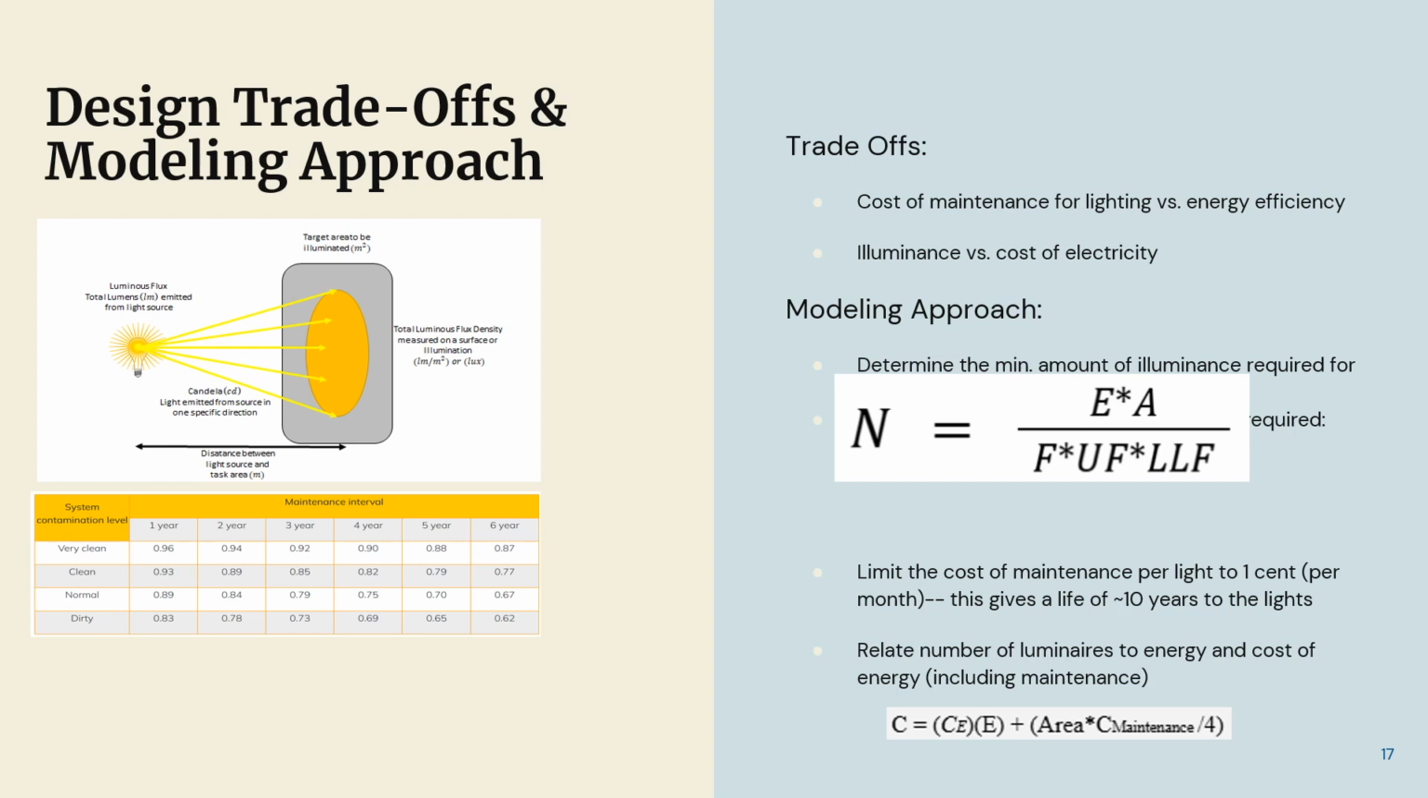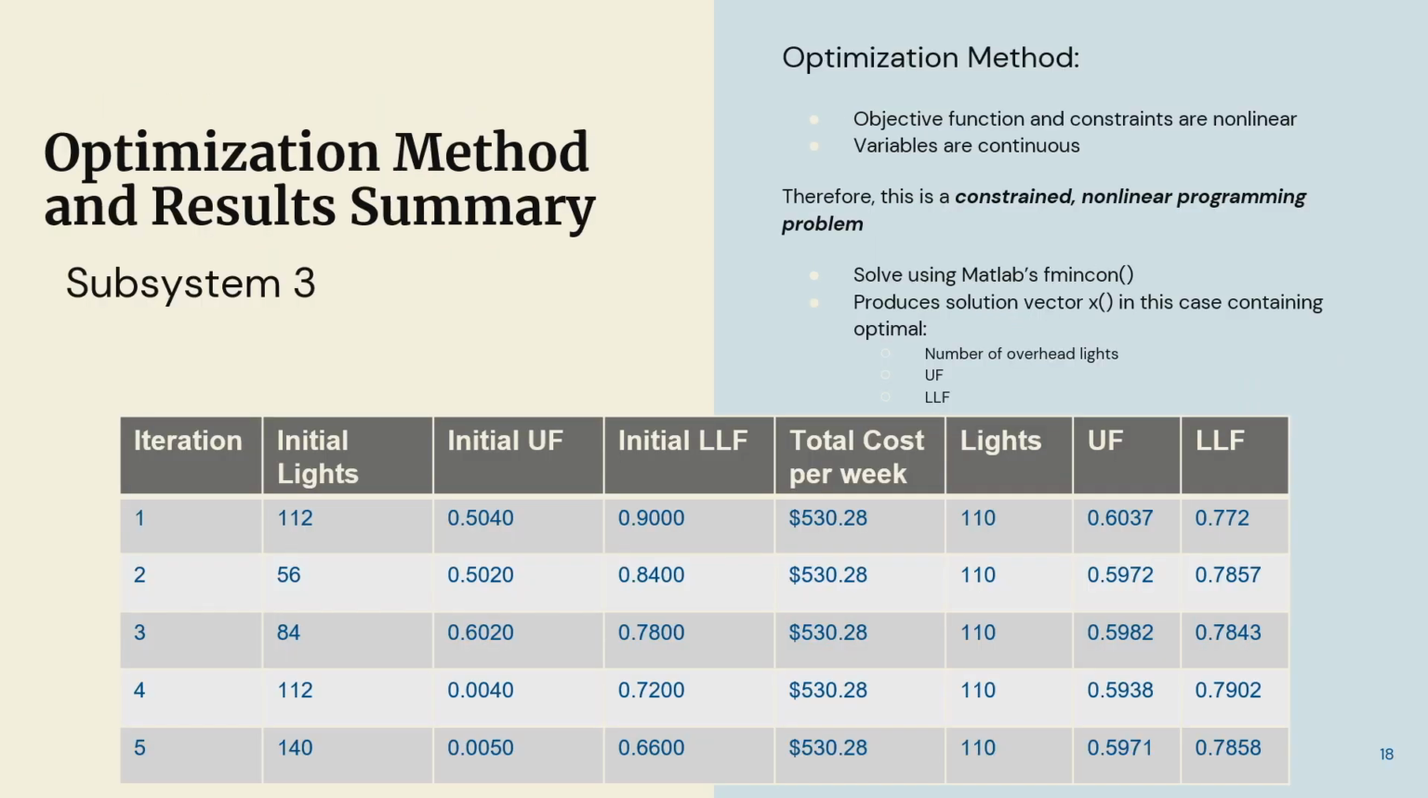We took into account also the cost of maintenance per light, trying to limit that to a certain extent so that we're not making financially bad decisions and repairing lights when we should just be replacing them. And then in the very end, we created this cost equation that relates energy to cost and to the cost of maintenance. We determined that our variables are constrained, our constraints are nonlinear, and the variables are continuous, making this a constrained nonlinear programming problem.